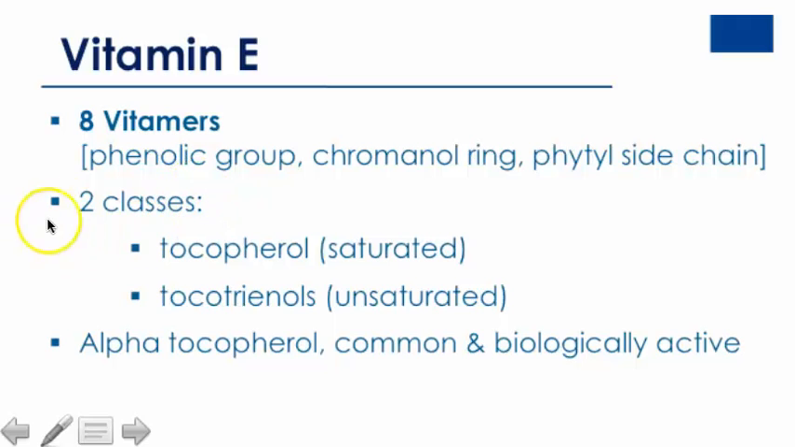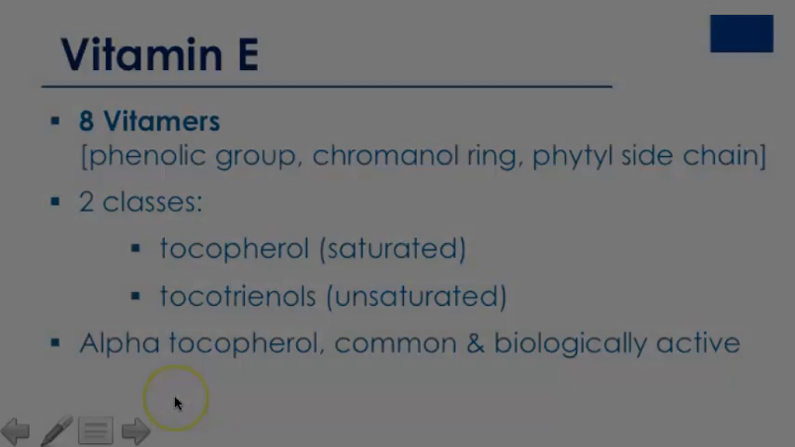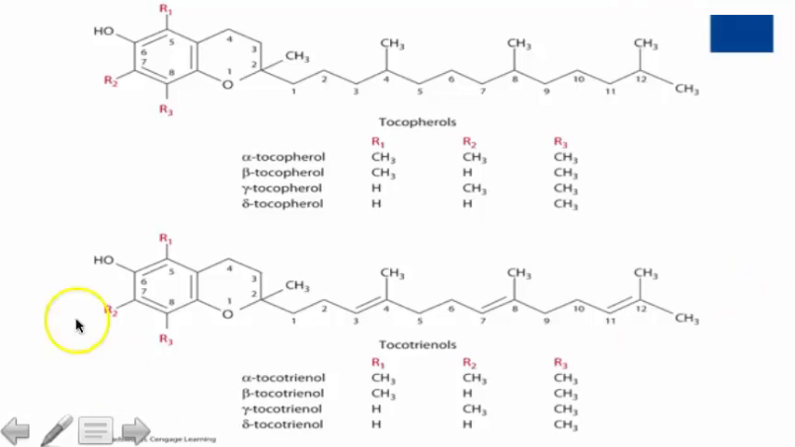There are two classes of these vitamers. One class is called the tocopherols, which are saturated, and the other class is called the tocotrienols, which are unsaturated. Alpha tocopherol is the most commonly found in food products and is the most biologically active. So this will be the form that we'll see most commonly in the functions and mechanisms as it relates to vitamin E.